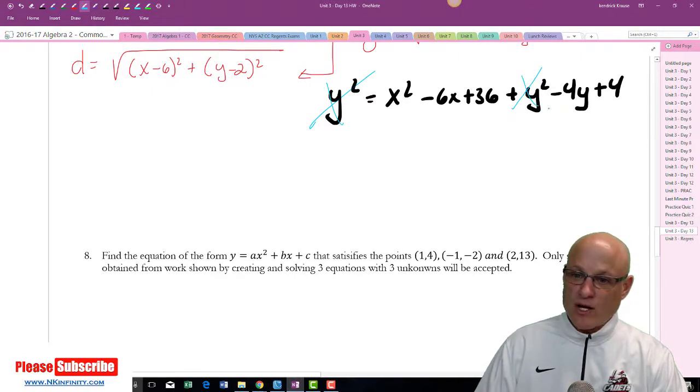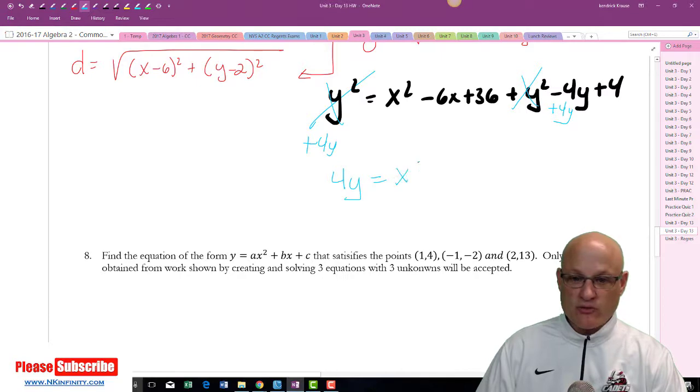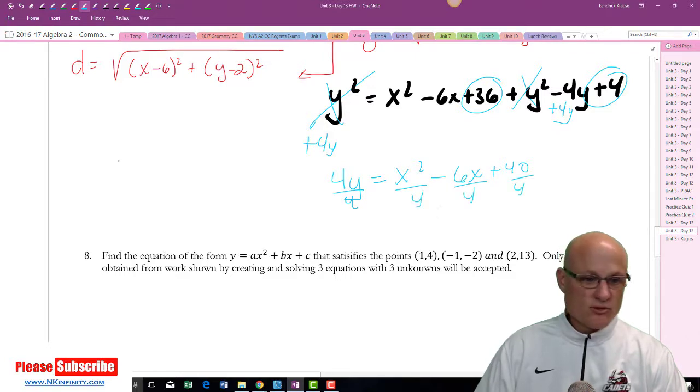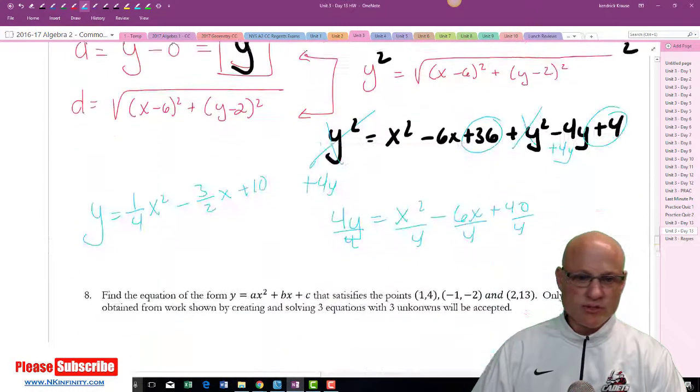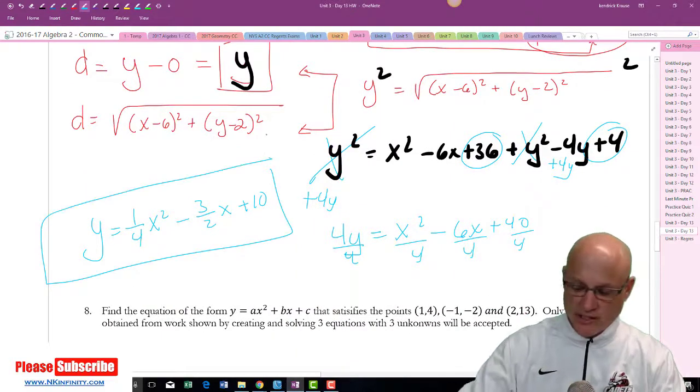We've got to bring this 4y over by adding 4y. Now, there's no other y to add it to over here, so we just end up with 4y. So 4y equals x squared minus 6x plus 40. Divide by 4. So I get y equals 1 over 4 x squared minus 3 over 2 x plus 10. So there's my answer. Of course we're going to check it.